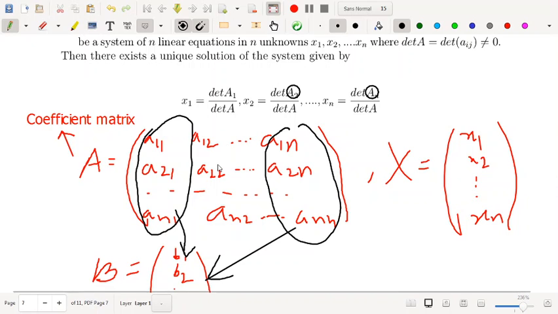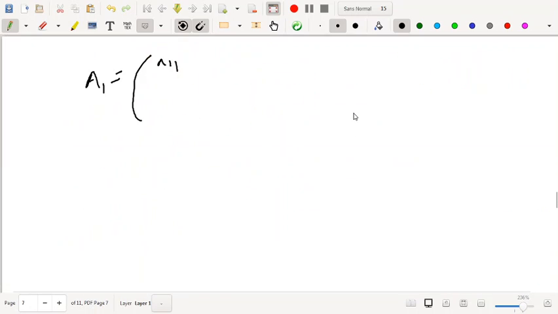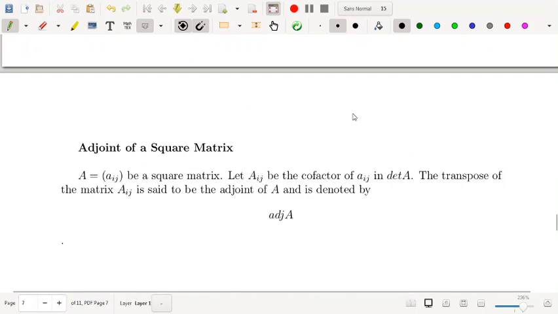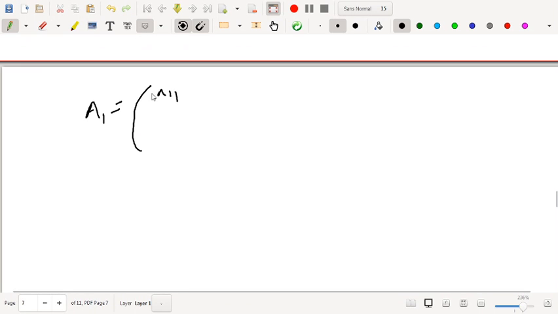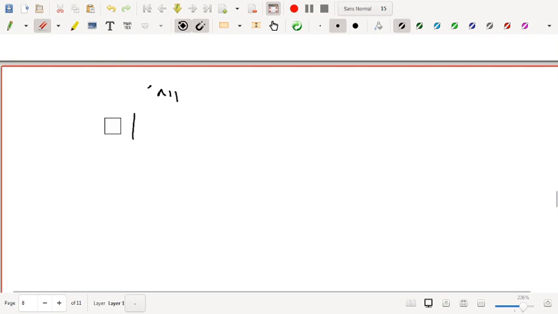Clear? So this is how you replace, and you will easily get the determinant value. That determinant divided by the determinant of the coefficient matrix will give you x1, x2, xn. So let me explain with an example.